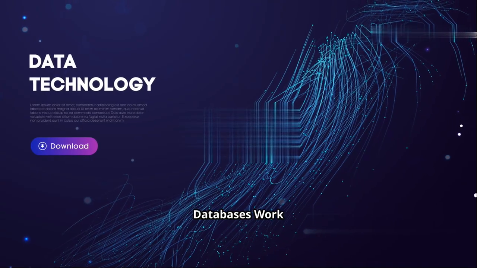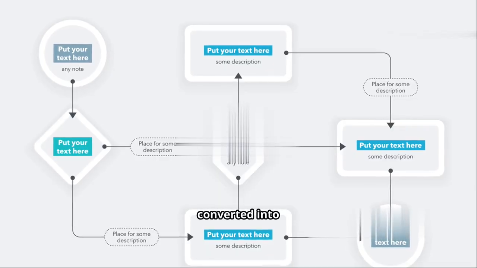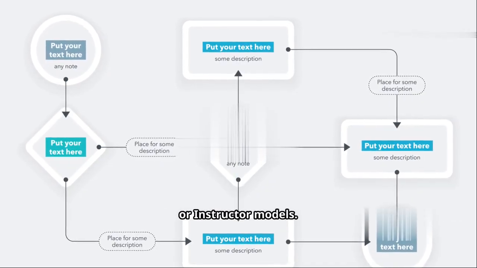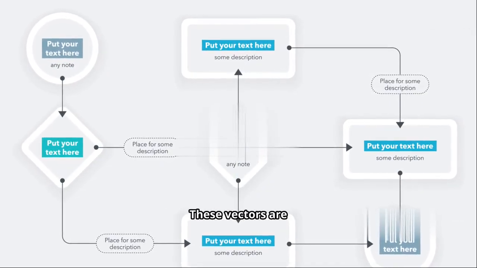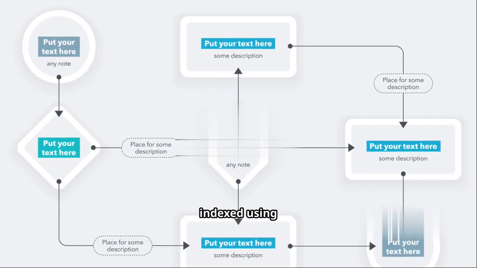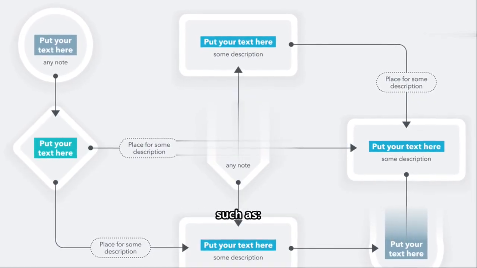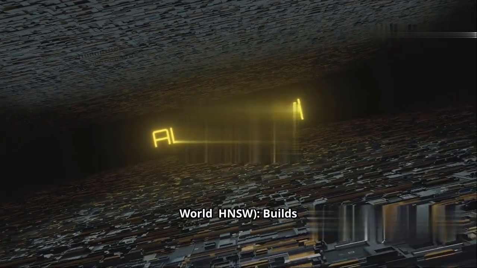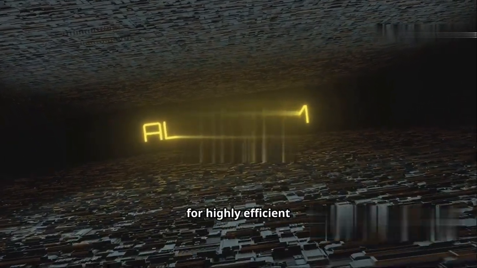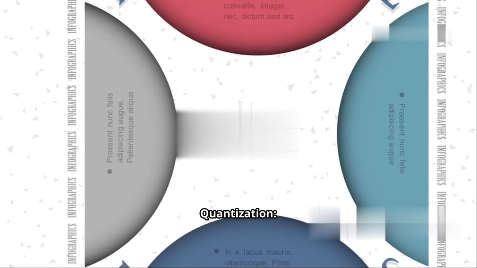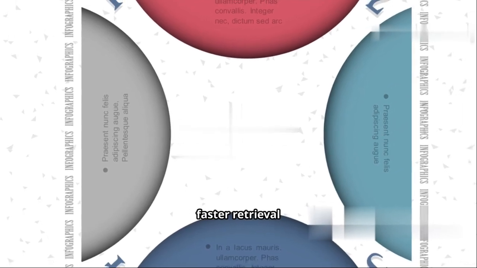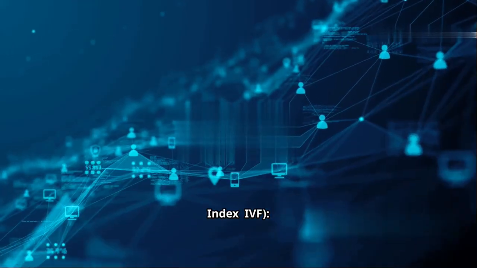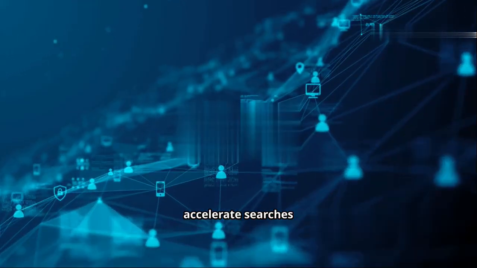How vector databases work. Unstructured data is converted into vector embeddings using models like OpenAI, Hugging Face, or Instructor models. These vectors are stored in specialized databases and indexed using advanced algorithms such as Hierarchical Navigable Small World, HNSW, which builds multi-layer graphs for highly efficient navigation; Product Quantization, which compresses embeddings for faster retrieval while conserving memory; and Inverted File Index, IVF, which clusters similar vectors to accelerate searches.